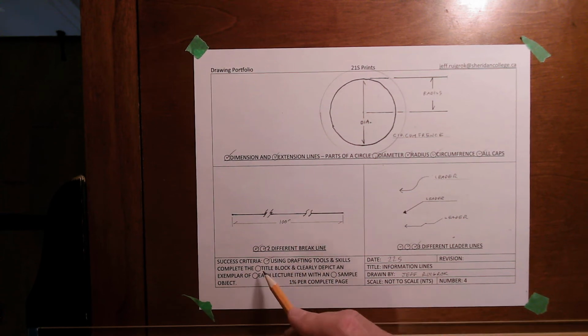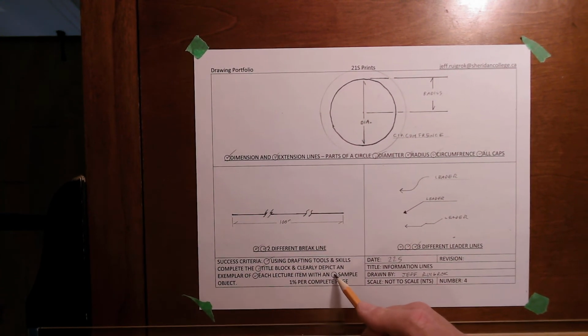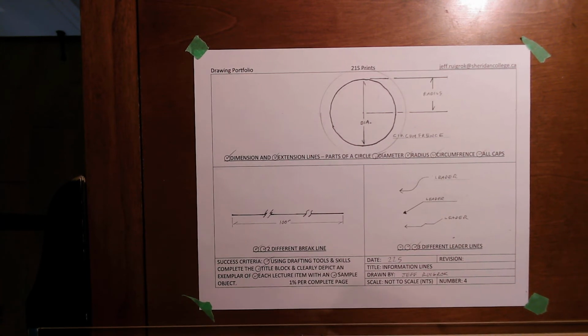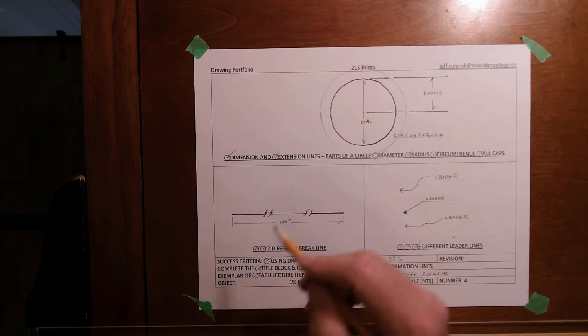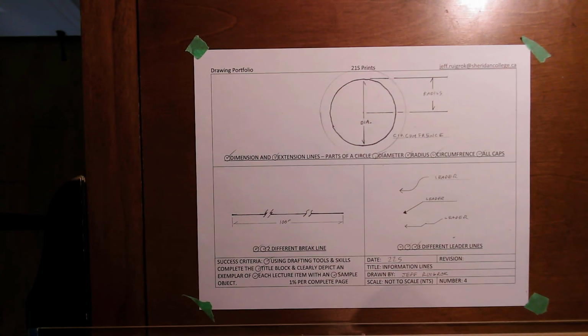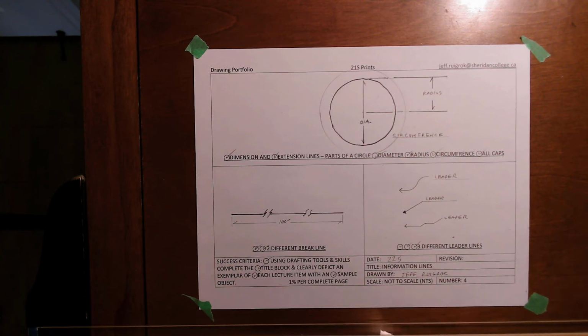So I've used my drafting tools. Title block is done. Each lecture line is done with a sample of some description. Anyway, you can finish cleaning this all up, embolden it, darken it, all those sorts of things like I've been doing with my marker, and that's it.